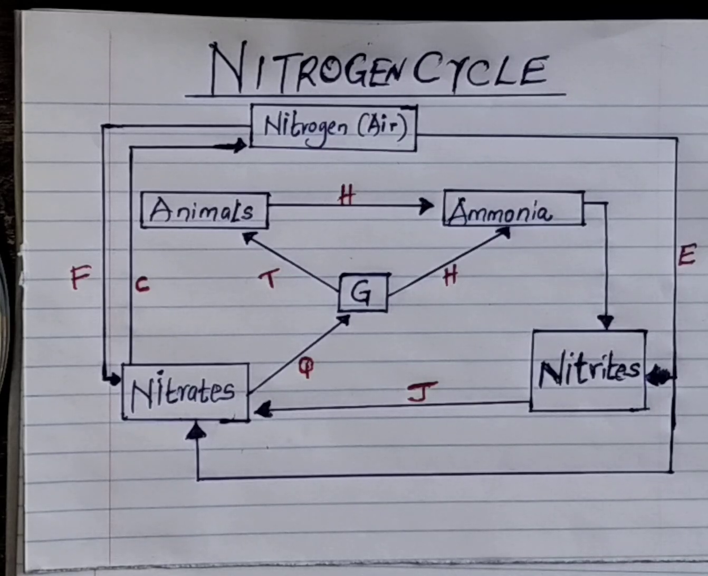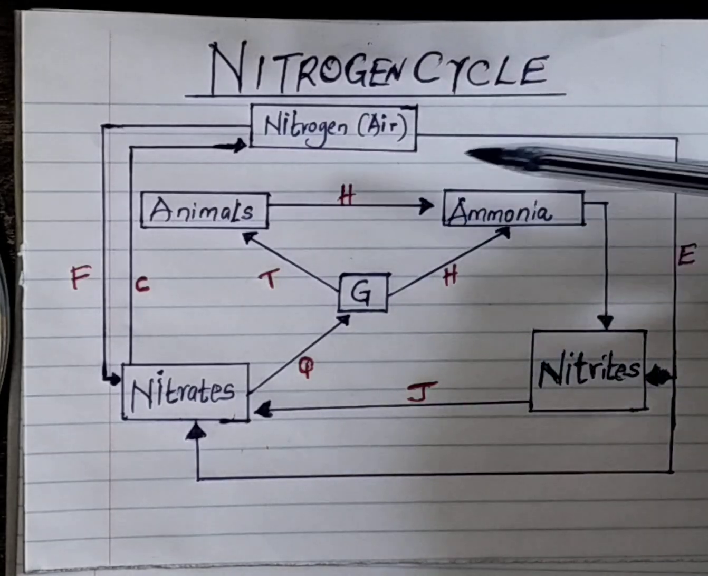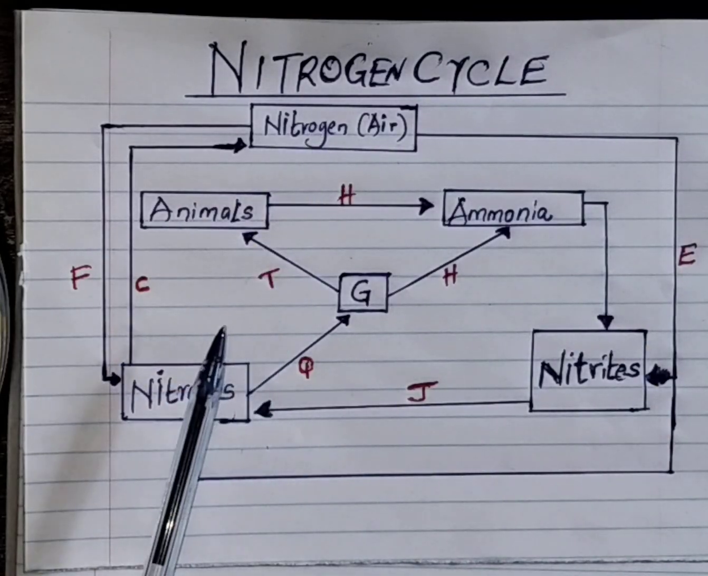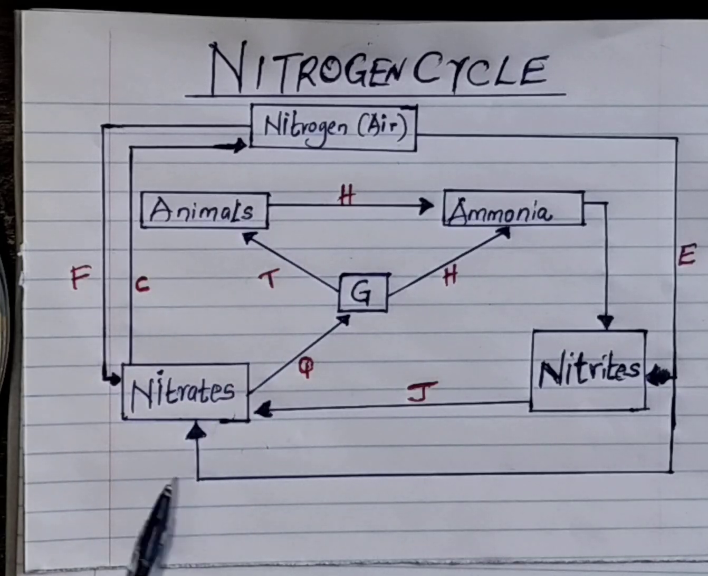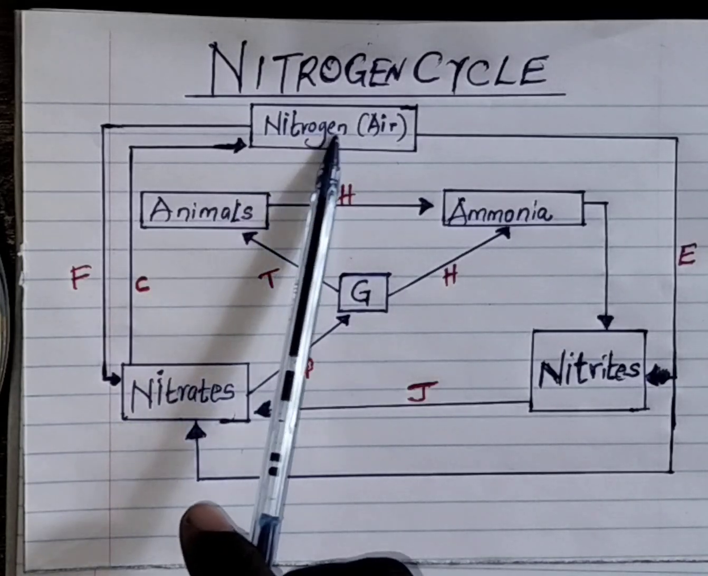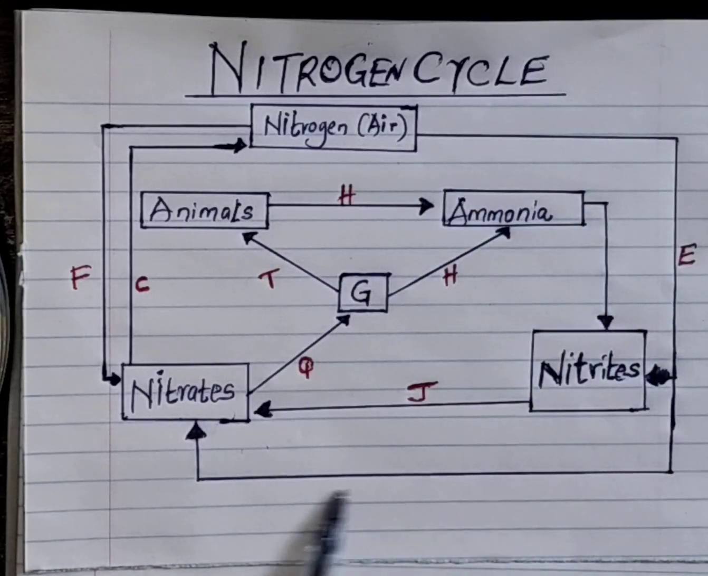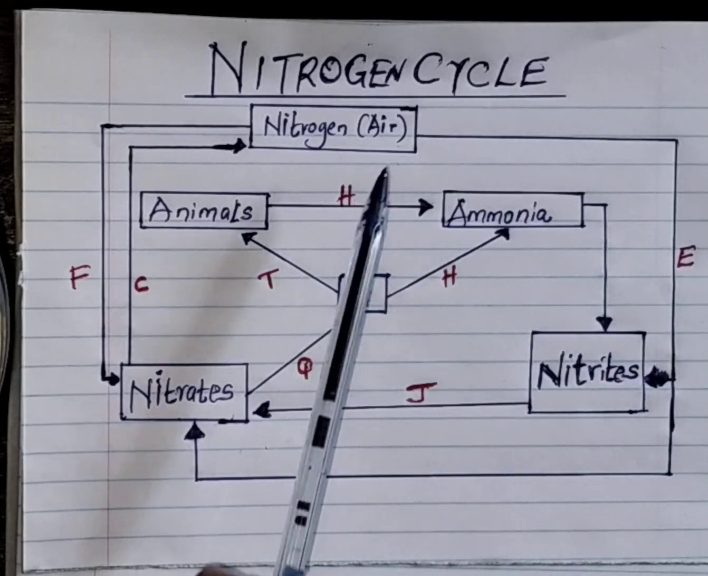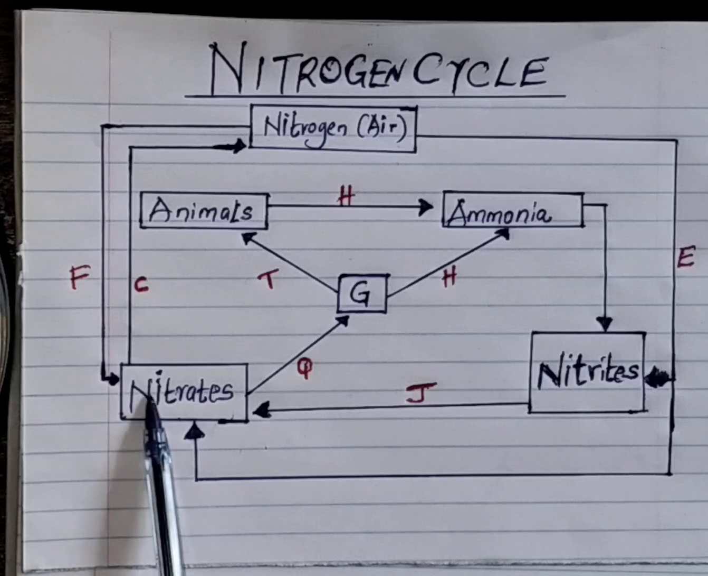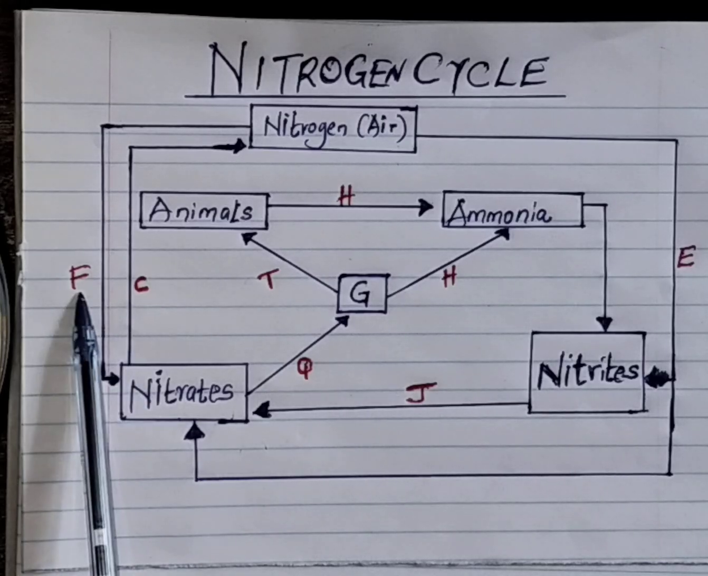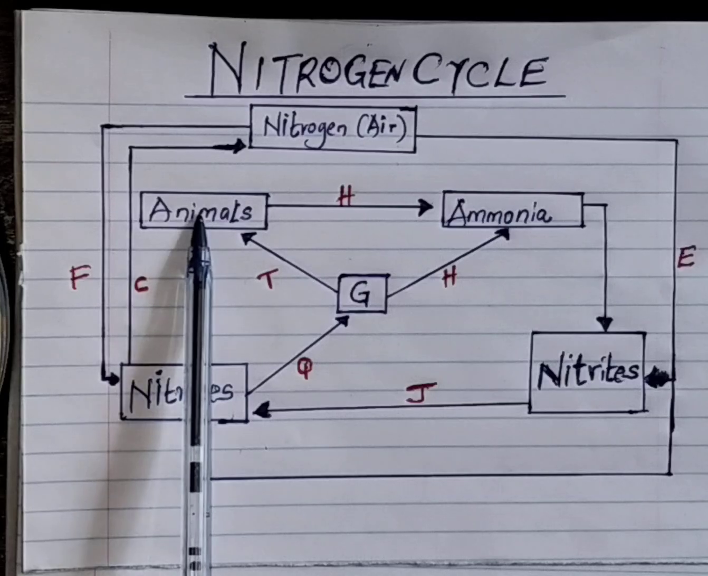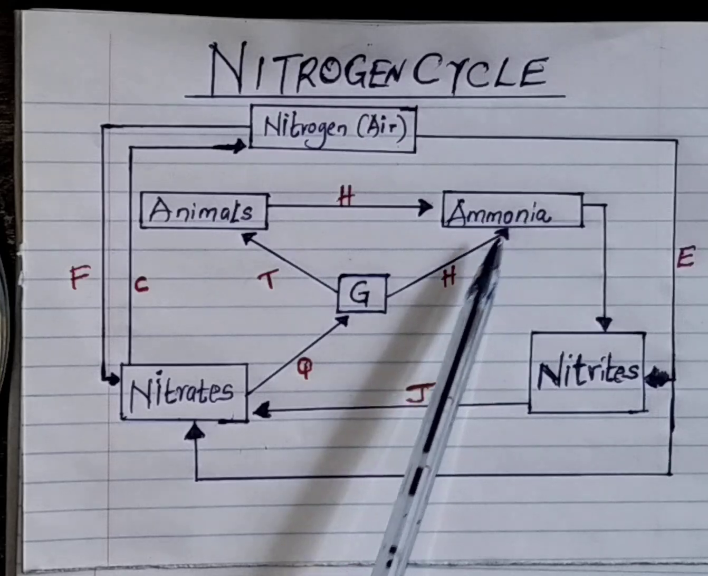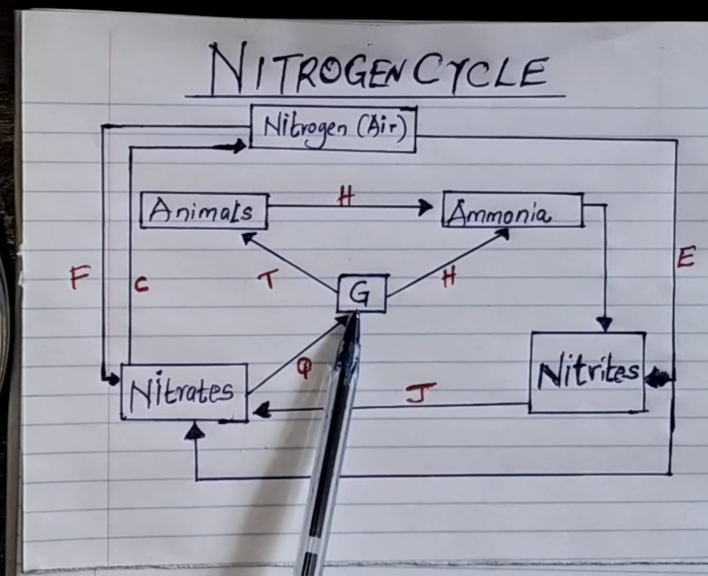If you look at our flow chart, we have nitrogen in the atmosphere here. You can see how the arrows have been represented. This arrow, nitrogen from the air, goes all the way to nitrates. The process is E. There is also nitrogen from the air again to these nitrates. We have another process F. Then we have animals here. We have a process we call H to ammonia. We have something here G, probably an organism.